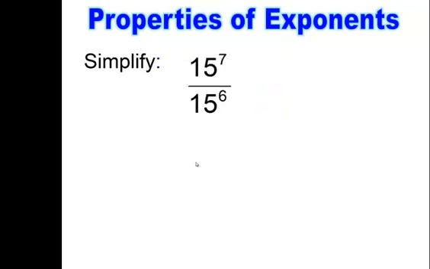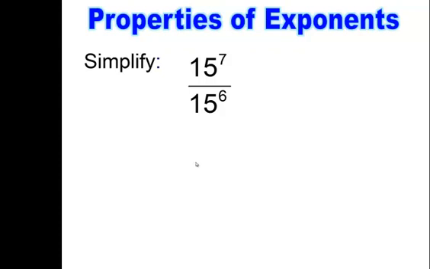Pause and try. So notice here our bases are numbers, but it works the same way. Properties of exponents work the same way with numbers. Variables are numbers. We just don't know what the number is yet. Eventually you will solve for that number.